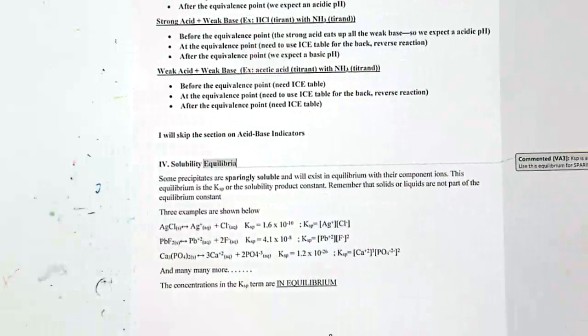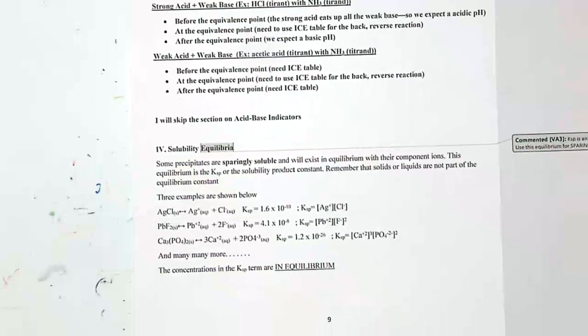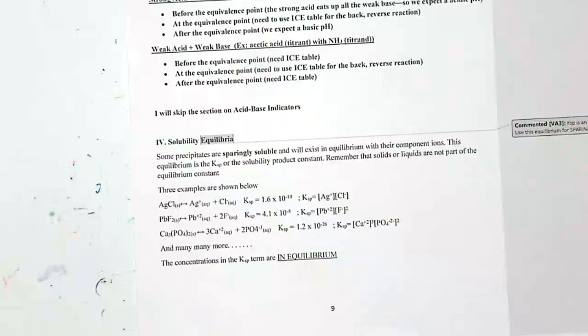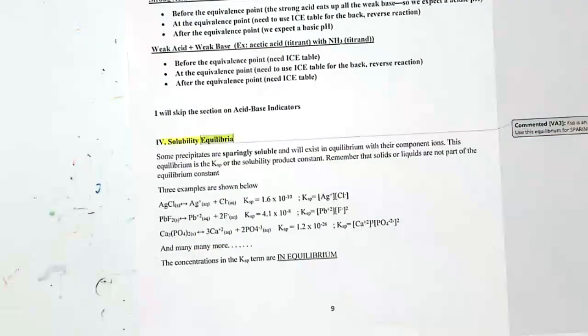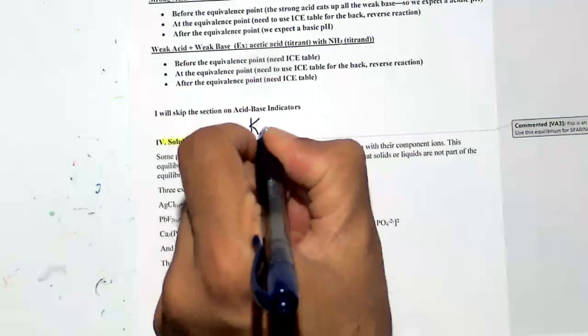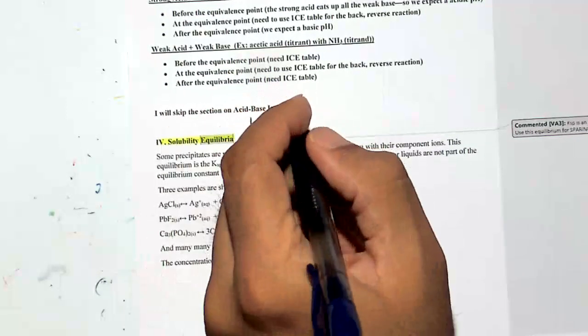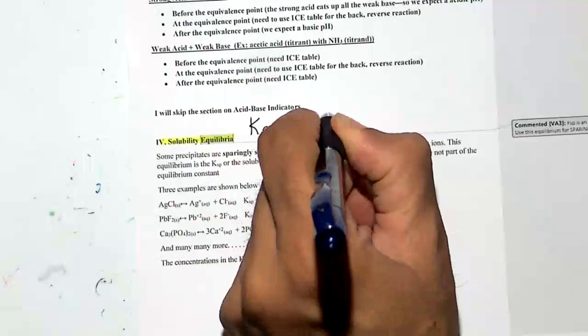All right, so the final part here of this chapter, chapter 16, like I said, we're going to skip complex ion formation, so we're really going to go up to page 16 here. All right, solubility equilibria. Okay, this means KSP. This is a new type of K that I'd like to teach you guys. And KSP stands for the solubility product constant.